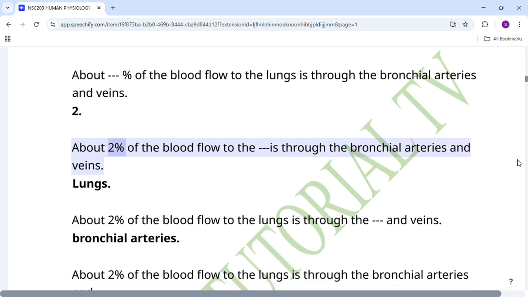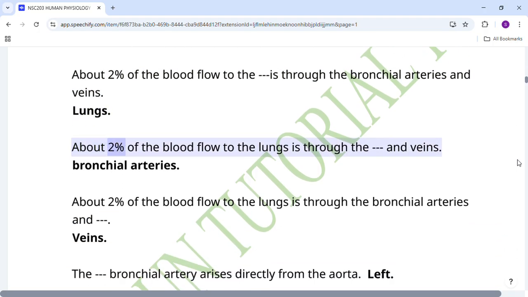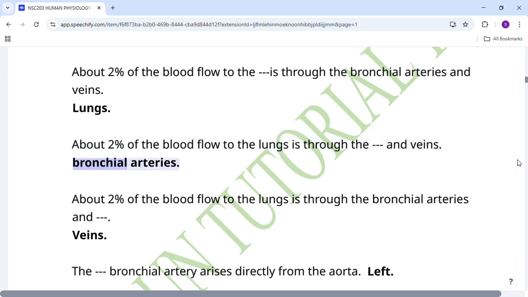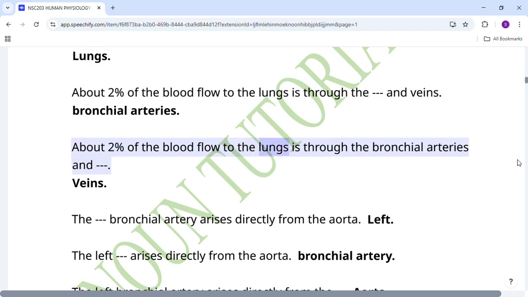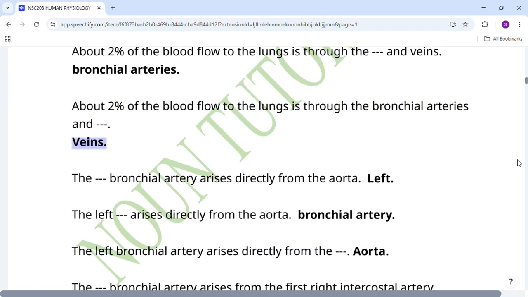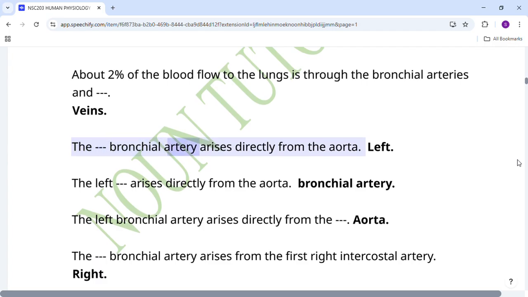About 2% of the blood flow to the lungs is through the bronchial arteries and veins. The bronchial artery arises directly from the aorta.